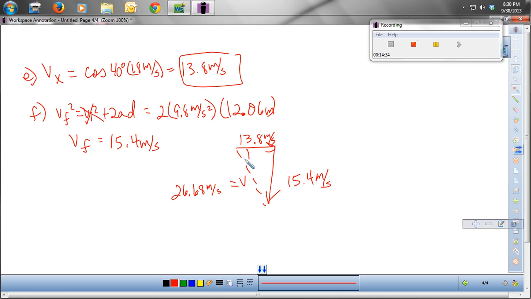And then I found this theta, because that would be the theta with the ground. And I said the tan theta is equal to 15.4 over 13.8. And my angle with the ground I found to be 48.14 degrees. I'm going to save this one and then we'll do the last one.